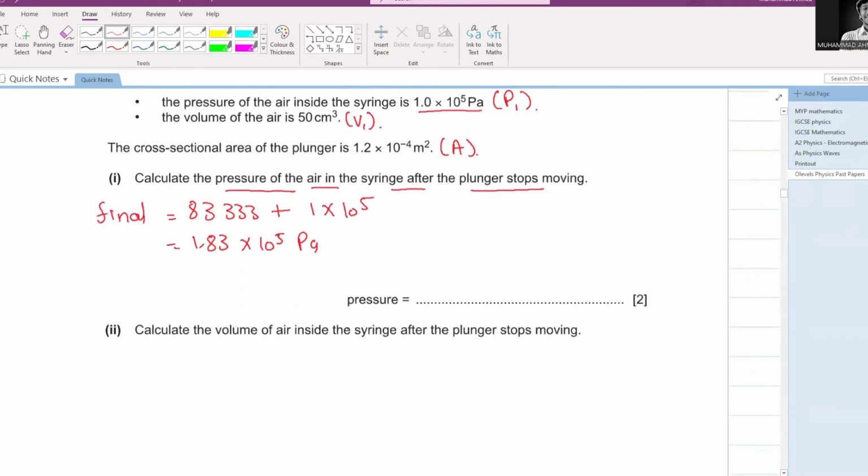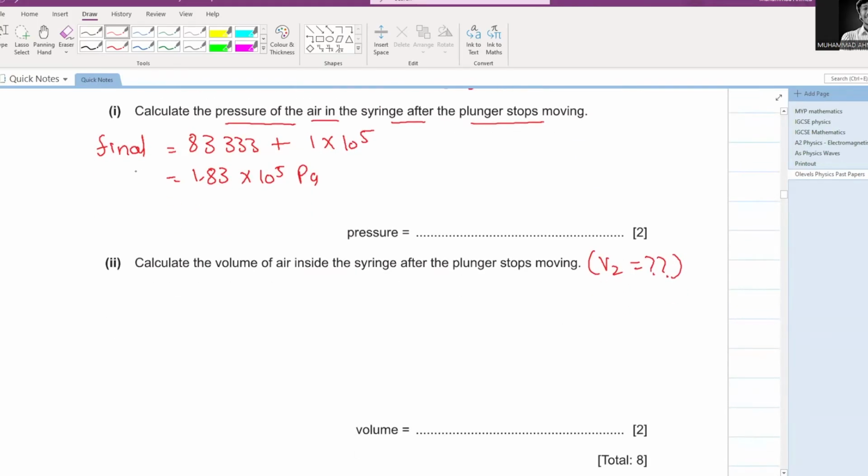Calculate the volume of the air inside the syringe after the plunger stops moving. You have to calculate V2. How are you going to calculate V2? Very easy. Do you remember that Boyle's law can be written like this? P1 V1 is equal to P2 V2.